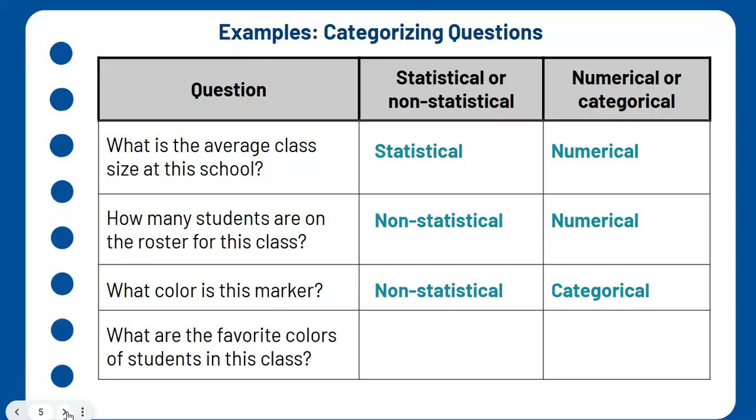Our last question is, what are the favorite colors of students in this class? First, let's determine if it's a statistical or non-statistical question. We would expect a variety of answers to this question, such as red, blue, green, or purple. That's showing variability because there's different choices, different answers. This also means that it's a statistical question. Answering a question with a characteristic such as red, blue, green, or purple also confirms that this question collects categorical data. In the upcoming lessons, we'll consider some different ways to represent data graphically.